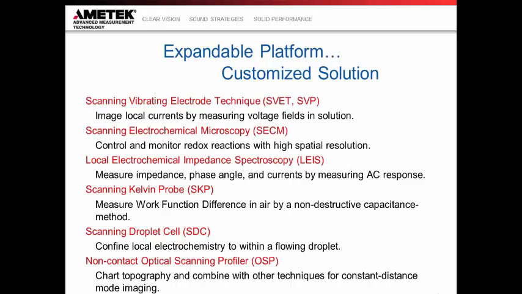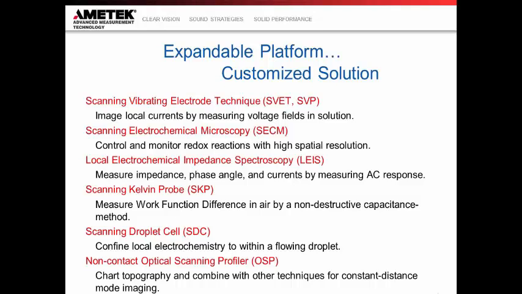Scanning droplet cell is going to confine electrochemistry to a single flowing droplet. And so what's going to happen is you're going to position a Teflon head very close to the sample surface and renew the solution and just study that electrode-electrolyte interface, or just studying electrochemistry within a drop.